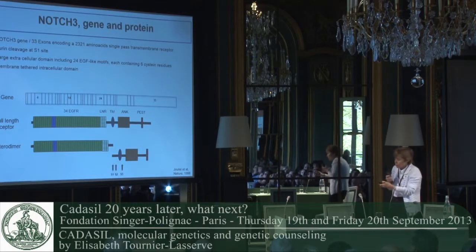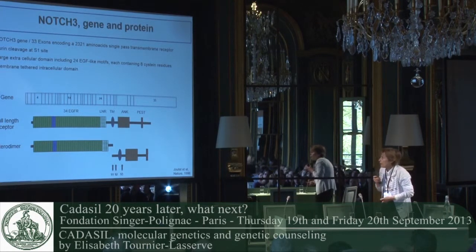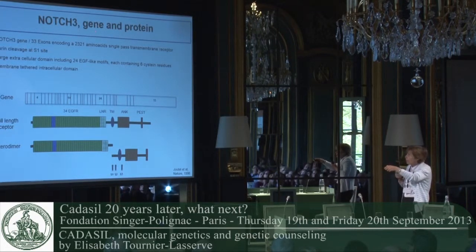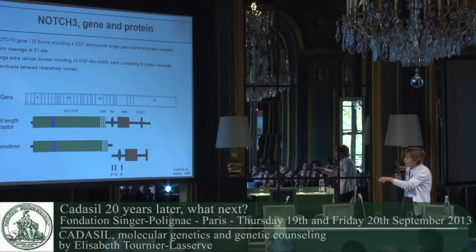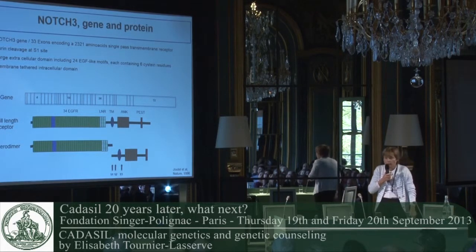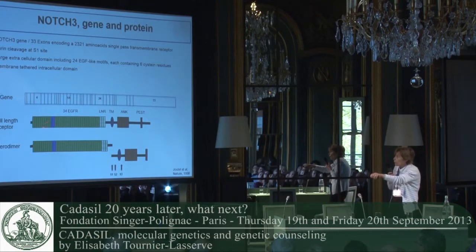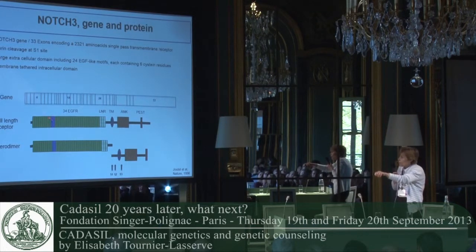So, in fact, just because it's the first time that in the seminar, in the workshop, I would just spend a few minutes on this particular gene. It's a 33 exons gene encoding for more than 2,000 amino acids. It's a transmembrane receptor, and it's this receptor here. You have the full-length receptor, and it is characterized by the fact that all these little green boxes here encode for EGF-like motifs, which contain 6 cysteine residues, and the two blue ones also, but these two blue ones have a function which is to bind the ligands of the Notch receptors. And this is a transmembrane domain, and you have here the intracellular domain.